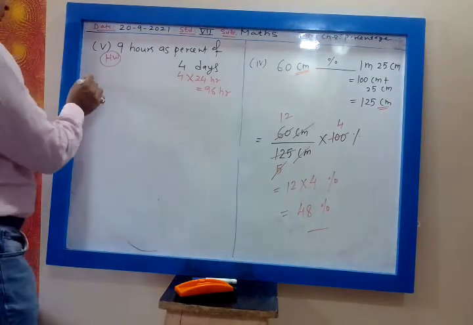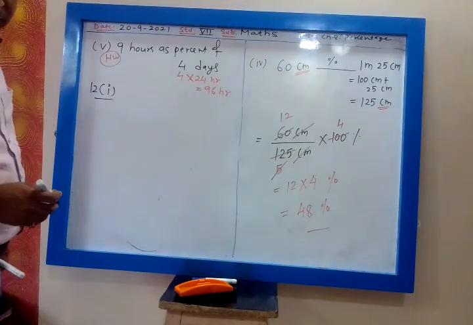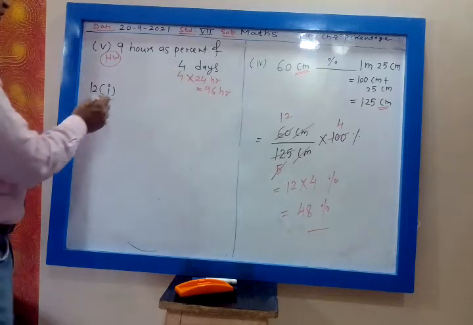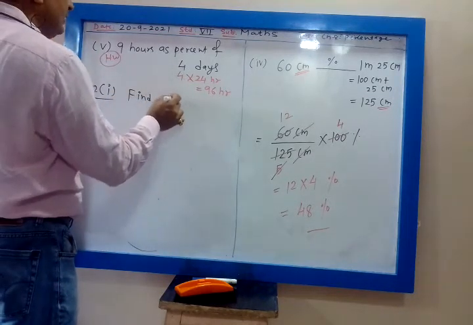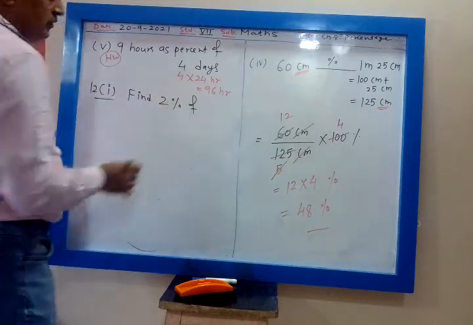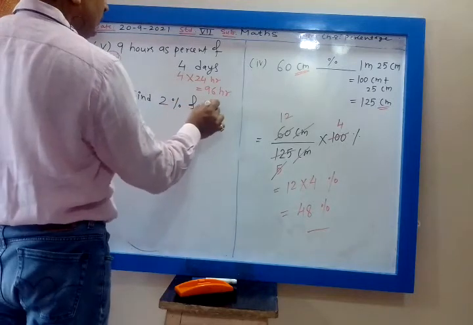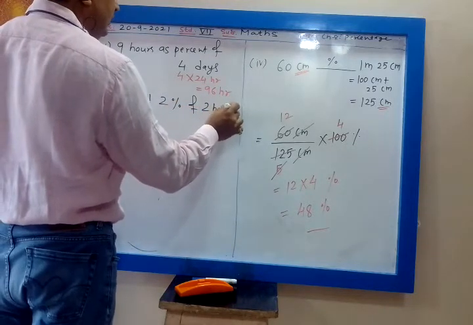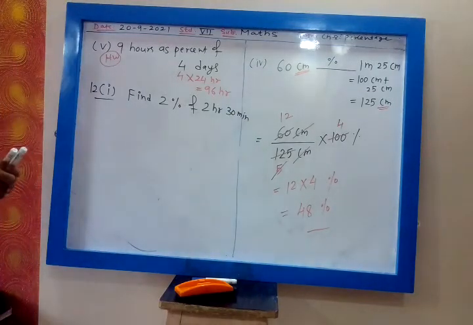Then 12th first. Find 2% of 2 hour 30 minutes. This also will be homework. Yes, tell me, my dear, how will you solve it? You want me to solve this? No, let me solve this.